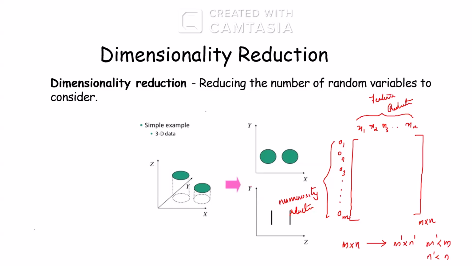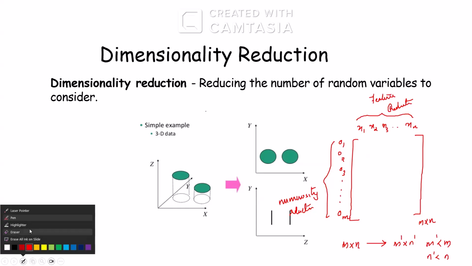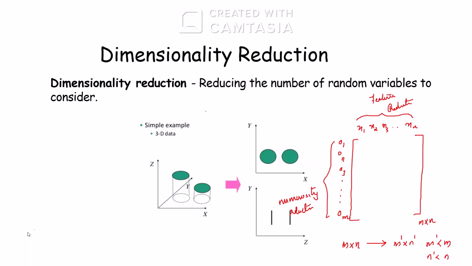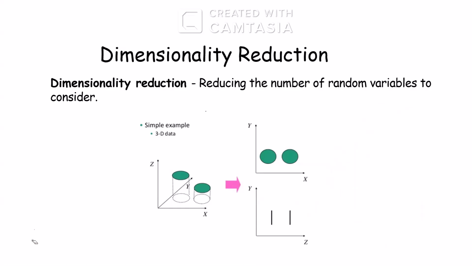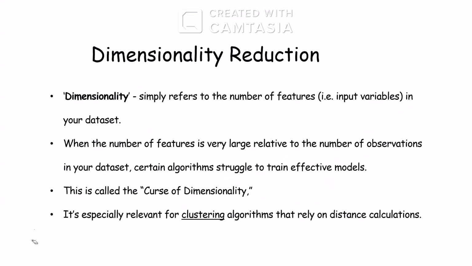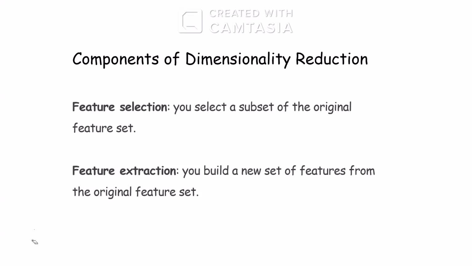But most of the time, we only focus on feature reduction. That is why people say dimensionality reduction is dealing with reducing the number of features. So dimensionality simply refers to the number of features. When the number of features is very large relative to the number of observations in your data, certain algorithms struggle to train effective models. This is what we are calling the curse of dimensionality.